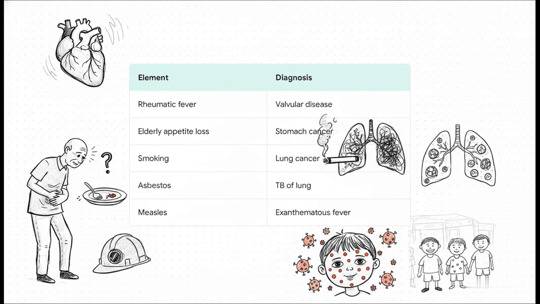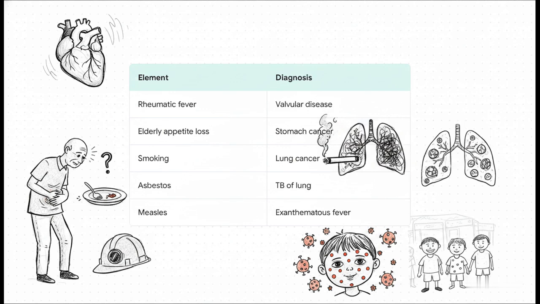Okay, pay really close attention here because these associations are absolute gold for your NEET PG prep. This directly links historical elements from our source texts to their classic diagnostic endpoints. A history of rheumatic fever in childhood points straight to valvular heart disease. A recent loss of appetite in an elderly patient could very well point to stomach cancer. A smoking habit strongly predisposes a patient to lung cancer or ischemic heart diseases.